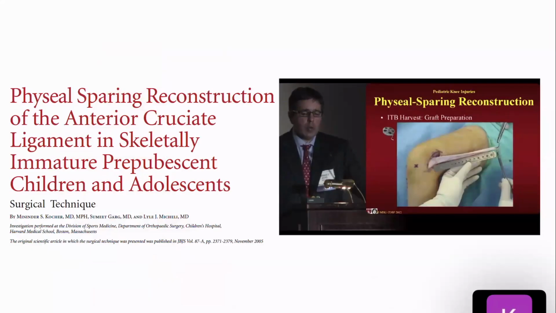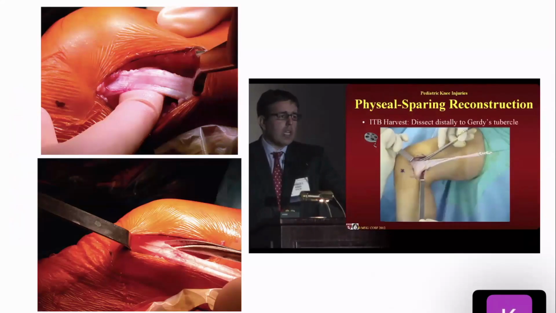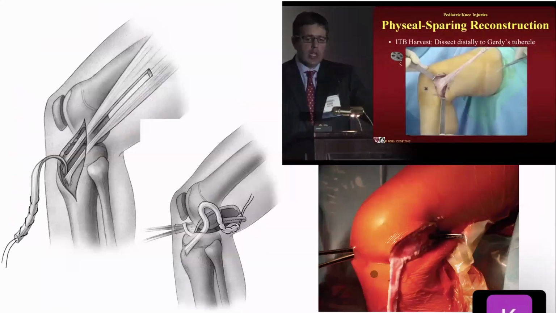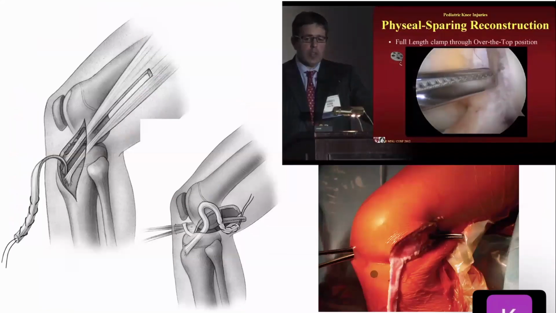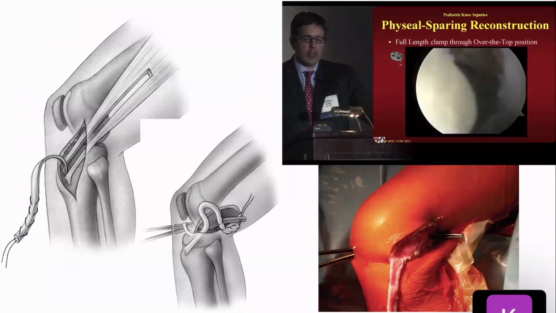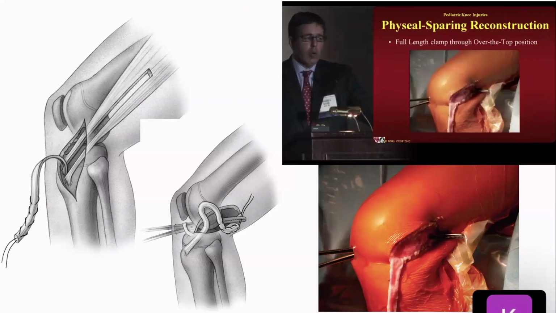So this is the surgical technique article that describes this technique in detail. In this procedure, the central third of the IT band is harvested proximally and left attached to Gerdy's tubercle distally. That's going to be the extra-articular portion of the procedure. The graft is then brought through the knee in an over the top position posteriorly and passed under the intermeniscal ligament anteriorly on the anterior aspect of the tibia. And that's the intra-articular portion of the procedure.